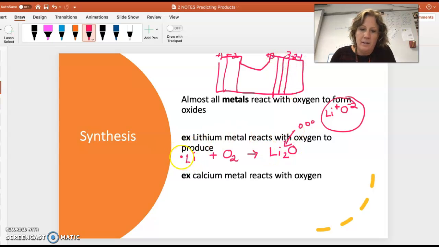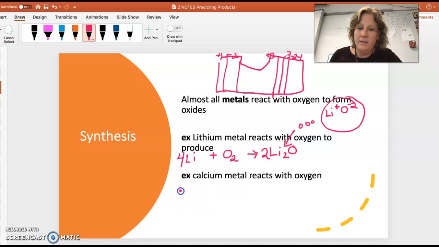And then you can balance this. I'm going to balance the oxygen. So I have 2 oxygens and 2. And now I have 4 lithiums. So this is a metal plus an oxygen makes a metal oxide.